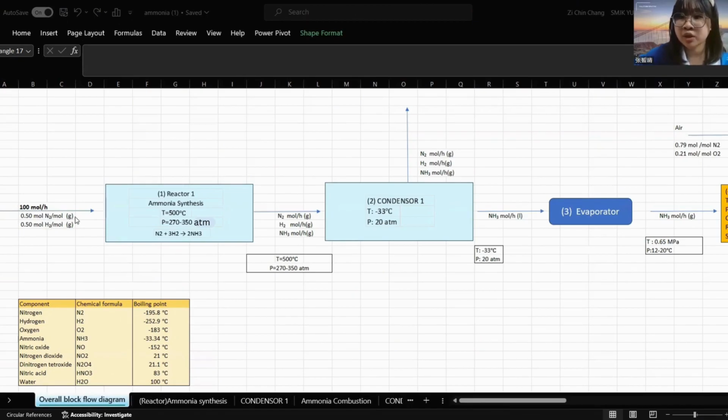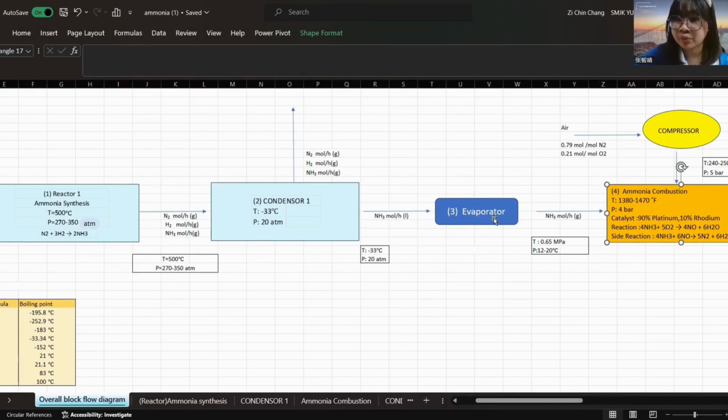Before undergoing ammonia conversion, we have to prepare the ammonia through ammonia synthesis. After reactor 1, nitrogen, hydrogen, and ammonia gases enter condenser 1. In this condenser, part of the ammonia will condense as liquid, and the rest remain in gaseous state and are discharged from this column. The ammonia liquid enters the evaporator. Since ammonia conversion has to be carried out in the gaseous state, an evaporator has to be set up to convert the ammonia liquid to ammonia gas.